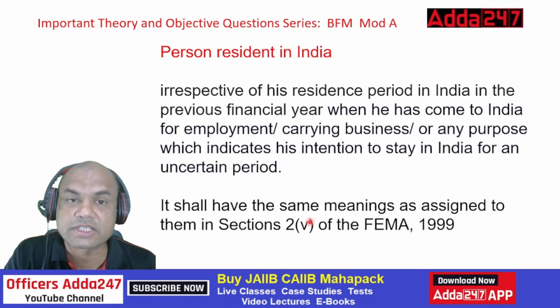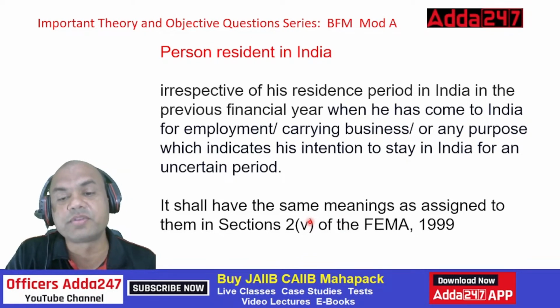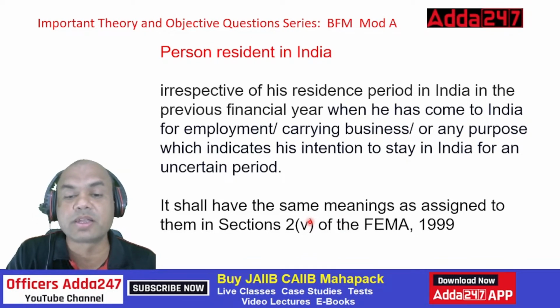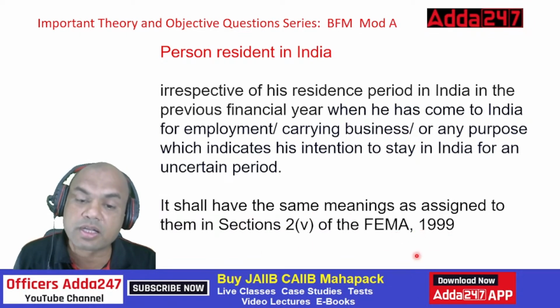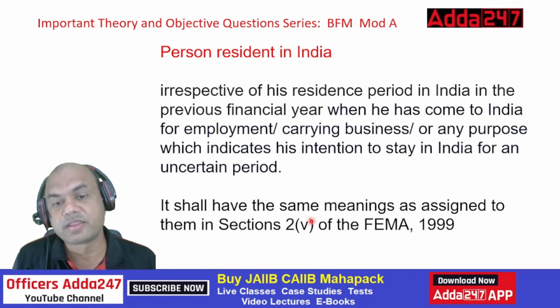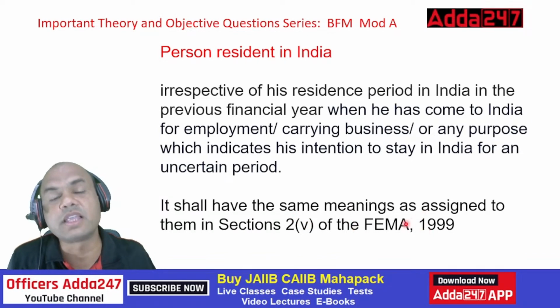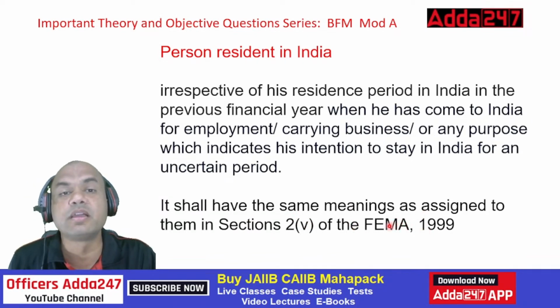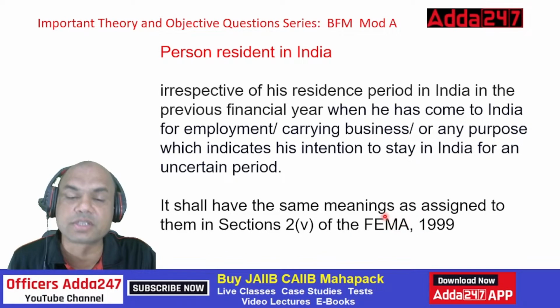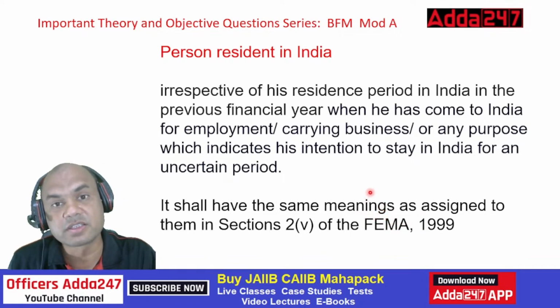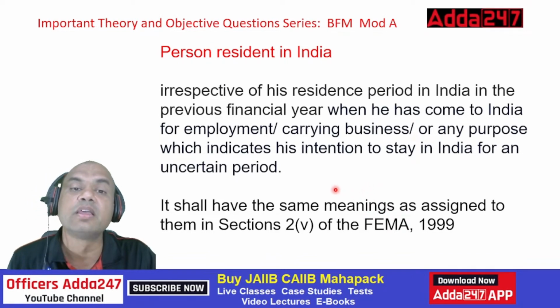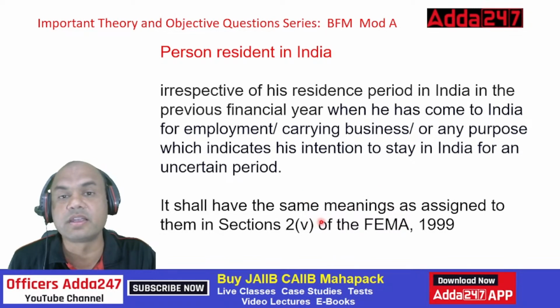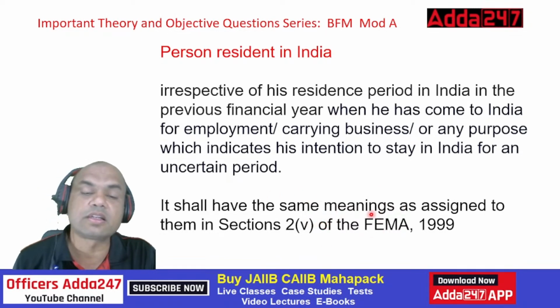It also gives the second part in your book. It shall have the same meaning as assigned to them under section 2(v) of FEMA 1999. Now here it defines clearly. What does section 2(v) of FEMA say? In the last financial year, how many days this person should have stayed in India. Or in the last 7 years, out of those 7 years, how many years this person should have been visiting India or staying in India. So these are all the definitions.